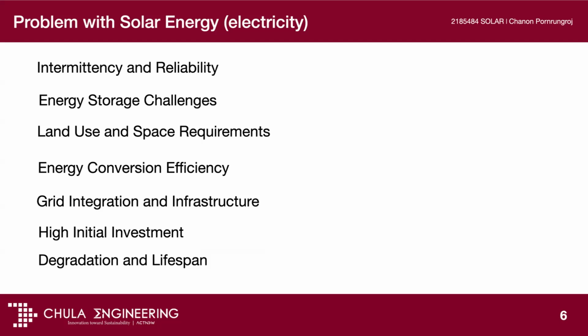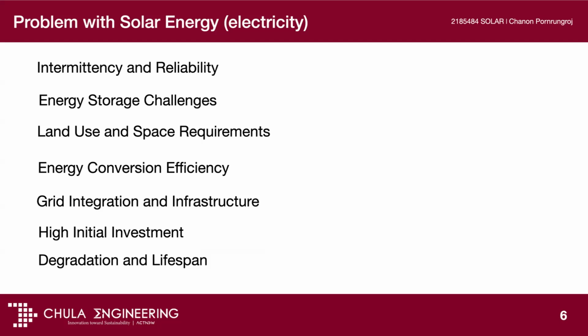Another one, number five, is grid integration and infrastructure. You need very different infrastructure than the current condition, because you go from something that is very reliable and constant towards something that is unreliable and not so consistent. So you need to develop a different grid structure. Instead of a centralized grid, if you want to go renewable, you might need to develop a microgrid or something like that. So that's also a problem.